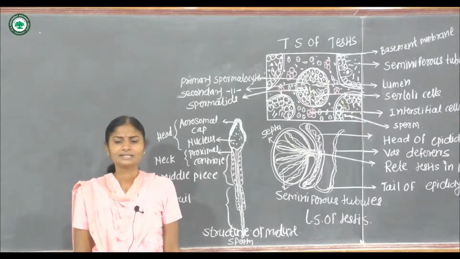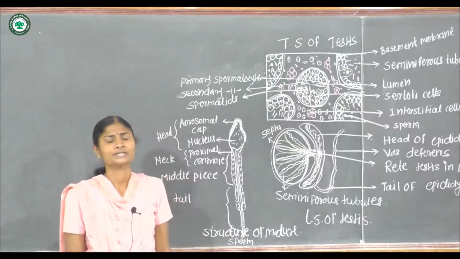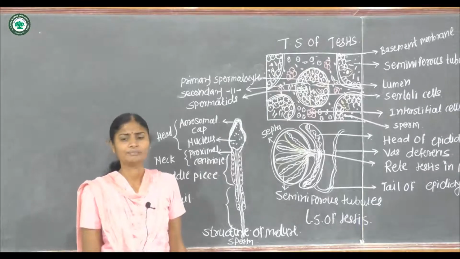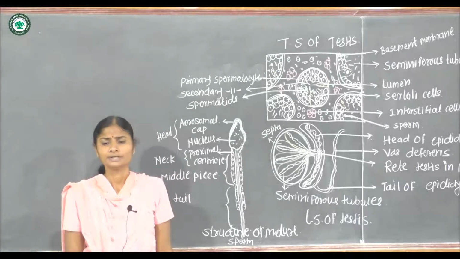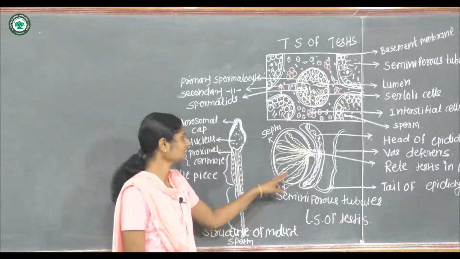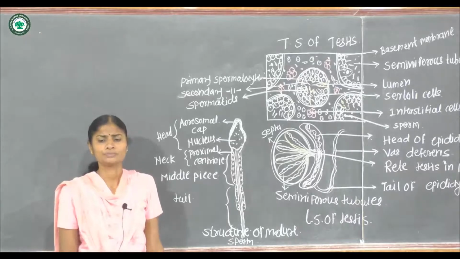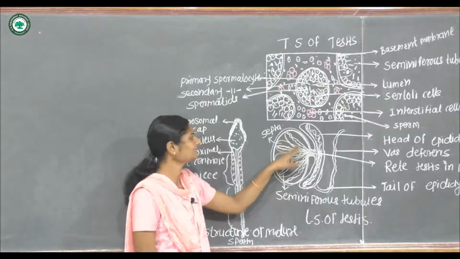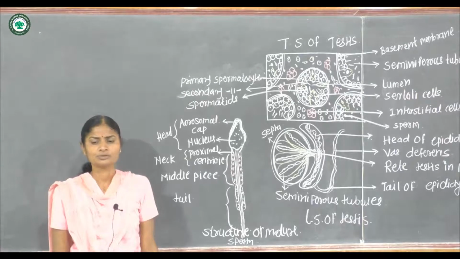From this mediastinum part, the tunica albuginea divides at various points, called septula testis, and the interior part of the testis is subdivided into a number of partitions. These are called pyramidal lobules. Each lobule of the testis contains several coiled structures, and these are called seminiferous tubules.